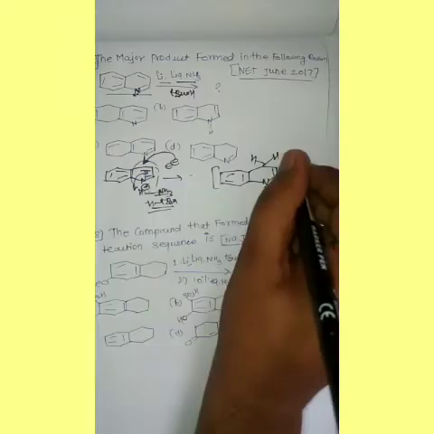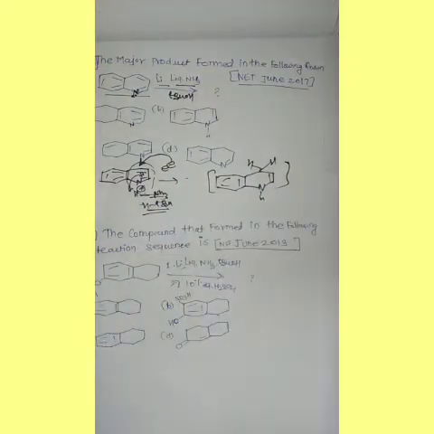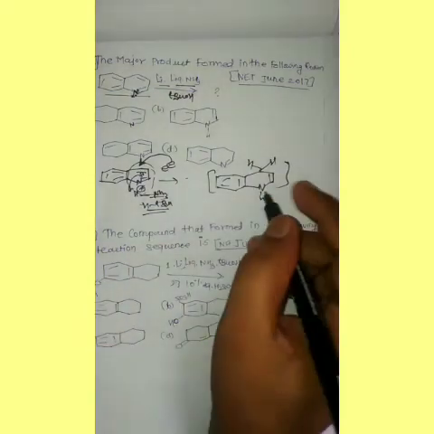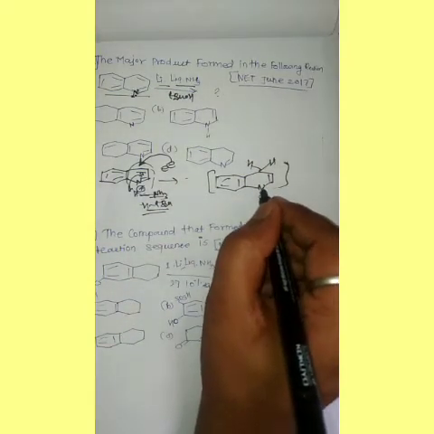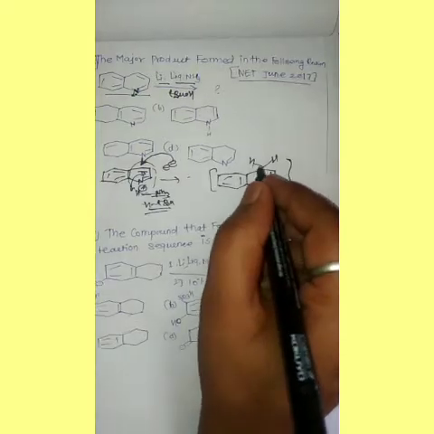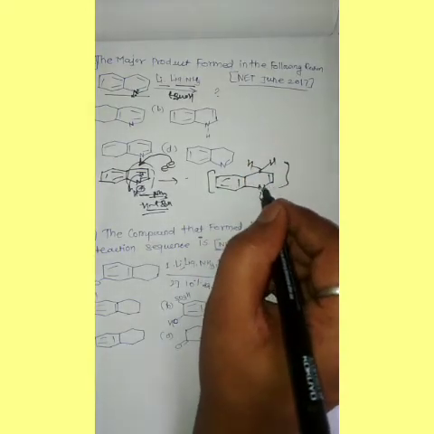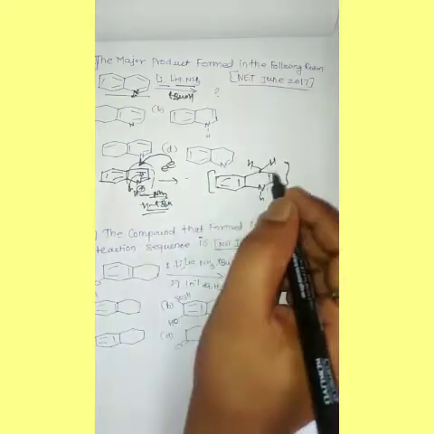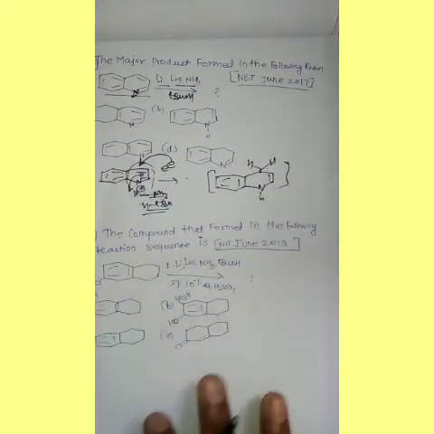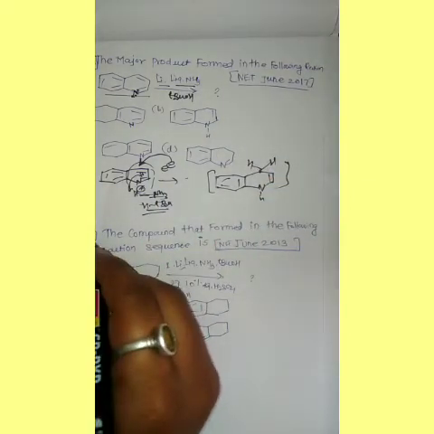This is the final product, because we see the same mechanism in previous questions. Electron withdrawing groups give the 1,4 Birch reductions at the ipso and para positions, as we saw in the previous questions. Now let's move towards question number 8.